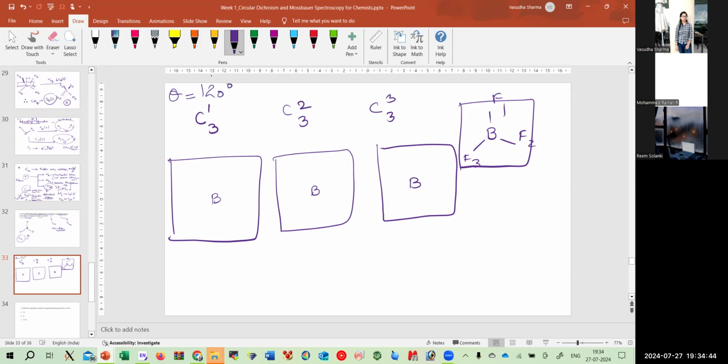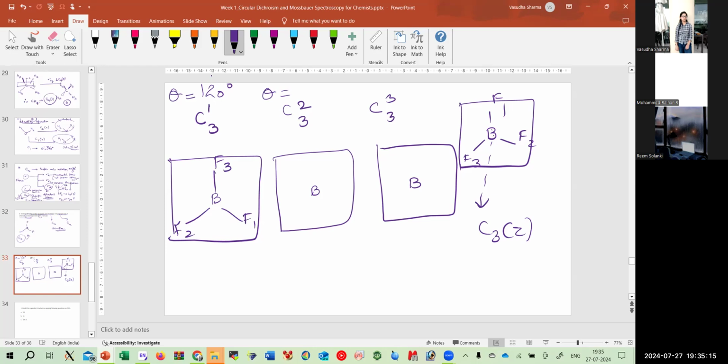So now rotate the molecule passing through this boron. I'm giving C3 along the Z direction and rotating it by 120 degrees. Now tell me what would be the positions of the F atoms. First F3, F1, F2. Okay, right. Now rotate this one more time. What is C3 squared? What is the angle of rotation?